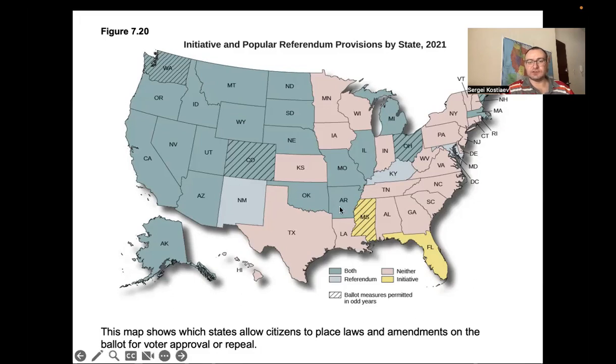And you see in the highlighted states here, they're not red states. New York is not a red state, but at least in this map, these states do not have chances for direct democracy for their residents.